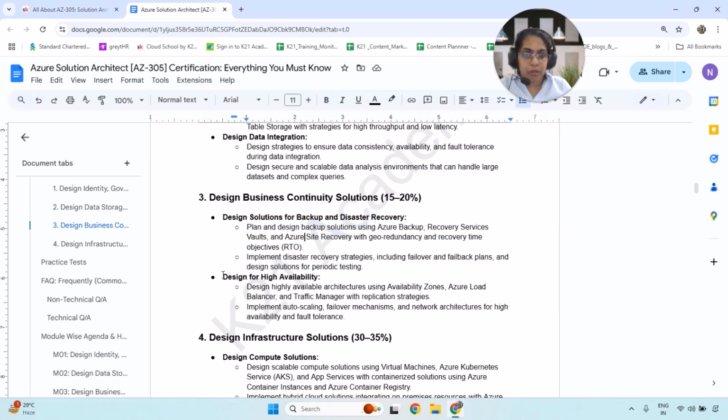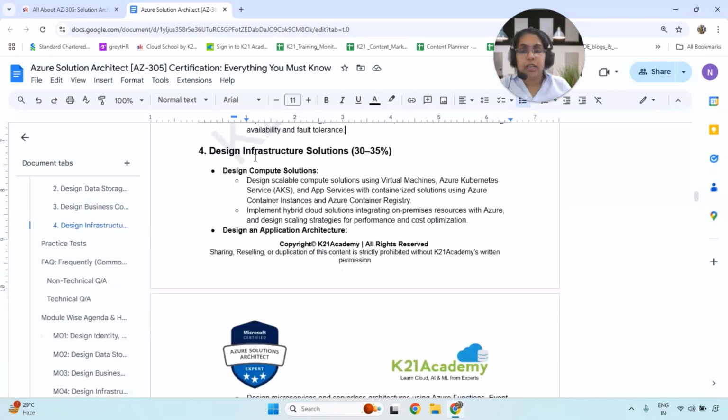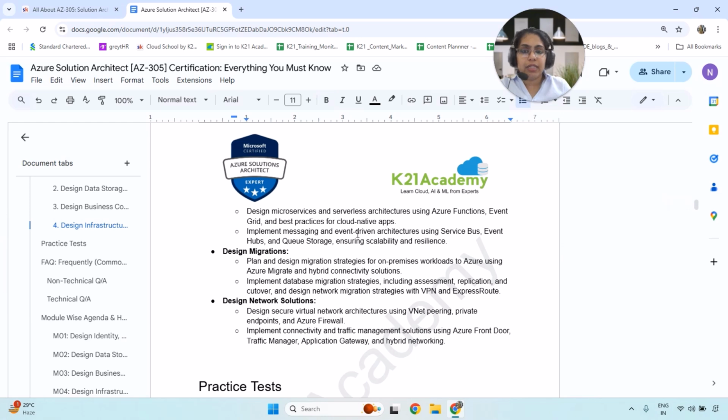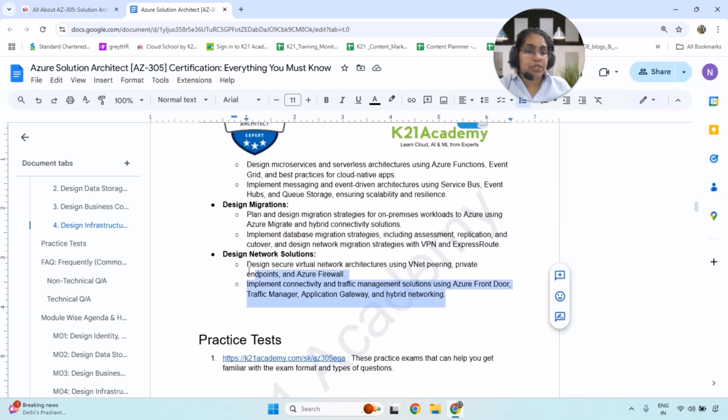Moving to the fourth domain, which has the highest weightage out of all, that is 30 to 35%. In this domain, you should focus on these topics: design compute solutions and their subtopics, which is this. Then design application architecture, which has these subtopics over here. Then design migration, where the subtopics are going to be this one. For design network solutions, we have these subtopics which you should go through. So all in all, these are the topics and subtopics you should be preparing when you are planning to go for the certification.